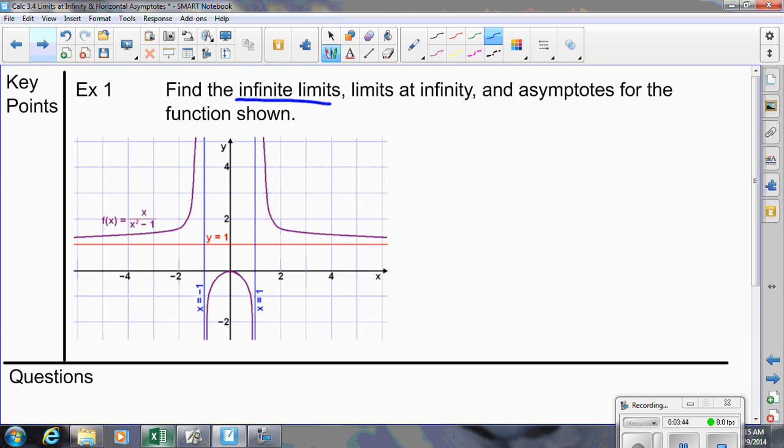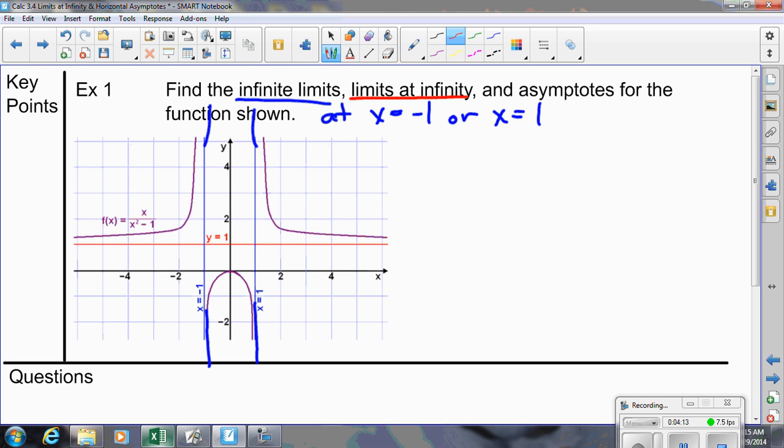Infinite limits refer to the x values that go up to positive or negative infinity. So what are the infinite limits? Okay, infinite limits are the vertical asymptotes, where it's going down to negative infinity or up to positive infinity. So the infinite limits are at x equals -1 or x equals +1.